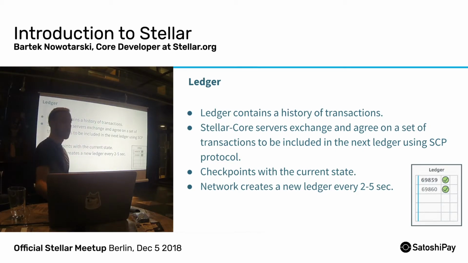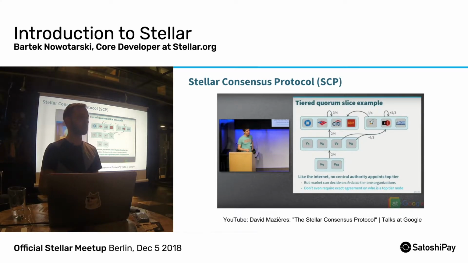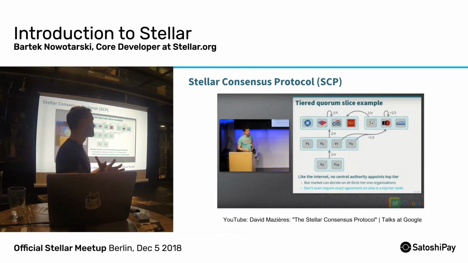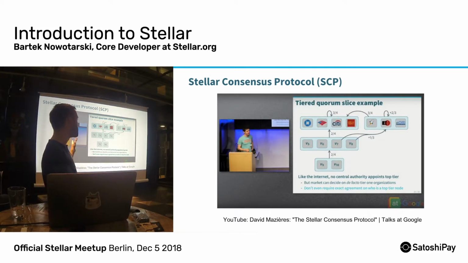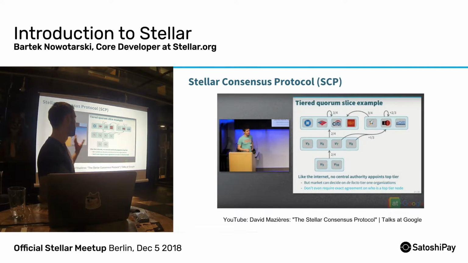Well, actually, I exchanged the order. So when it comes to SCP, I won't talk about it a lot today because I don't have too much time to actually dig into the algorithm. But I really encourage you to check the talk by David Mazières, who is the chief scientist at Stellar. You can very easily find this talk on YouTube. Just type Stellar Consensus Protocol. The talk took place at Google, so it's super interesting.